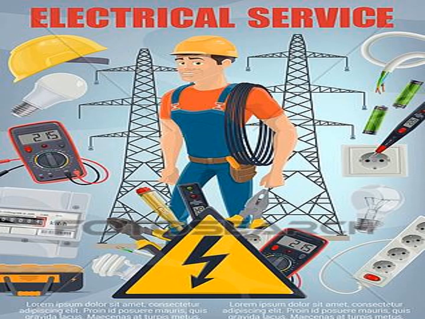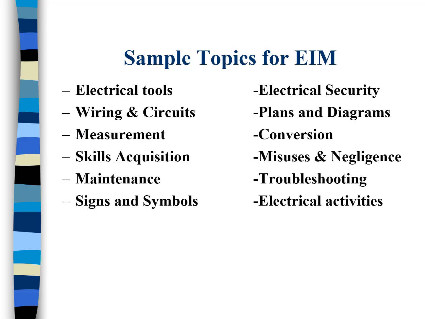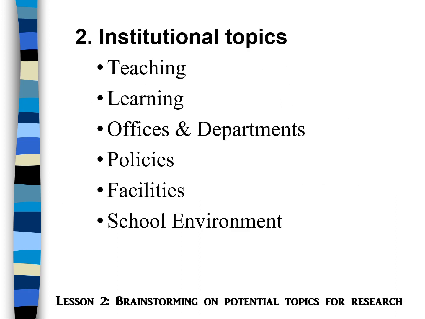For electrical installation and maintenance students, you can consider the following topics. You may research on electrical tools, wiring, circuits, measurement, skills acquisition, maintenance, signs, symbols, electrical security, plans and diagrams, conversion, misuses and negligence, troubleshooting, or even electrical activities. If your teacher allows you to, you can also consider institutional or educational topics such as teaching, like online teaching or learning, modular learning, for example, different offices and departments in our school, policies, facilities, and even the school environment.